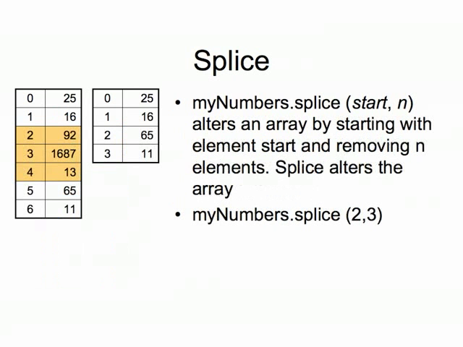Now splice allows you to remove a part of the array. So myNumbers.splice(start, n) alters the array by starting with element start and removing n elements. So myNumbers.splice(2, 3) will go to element number 2 and then remove 3 items from the array.